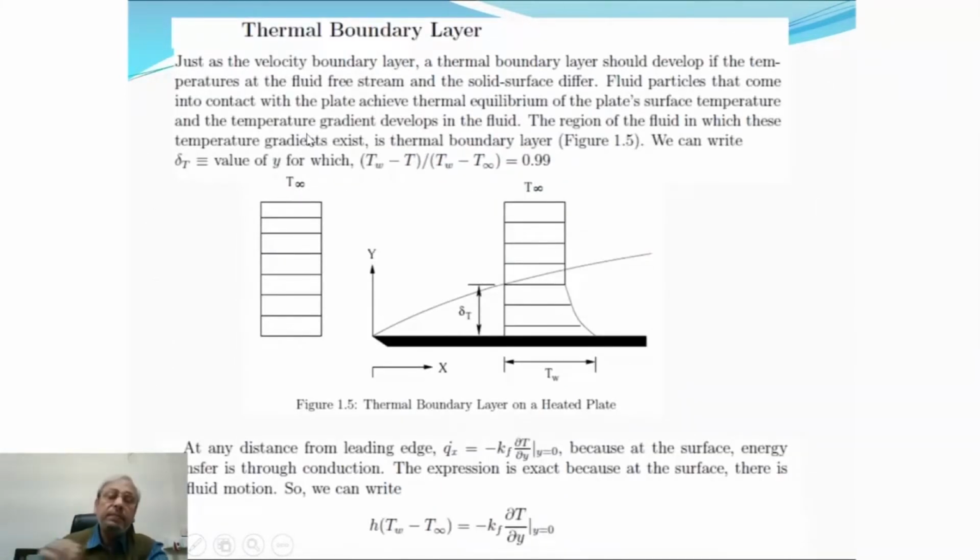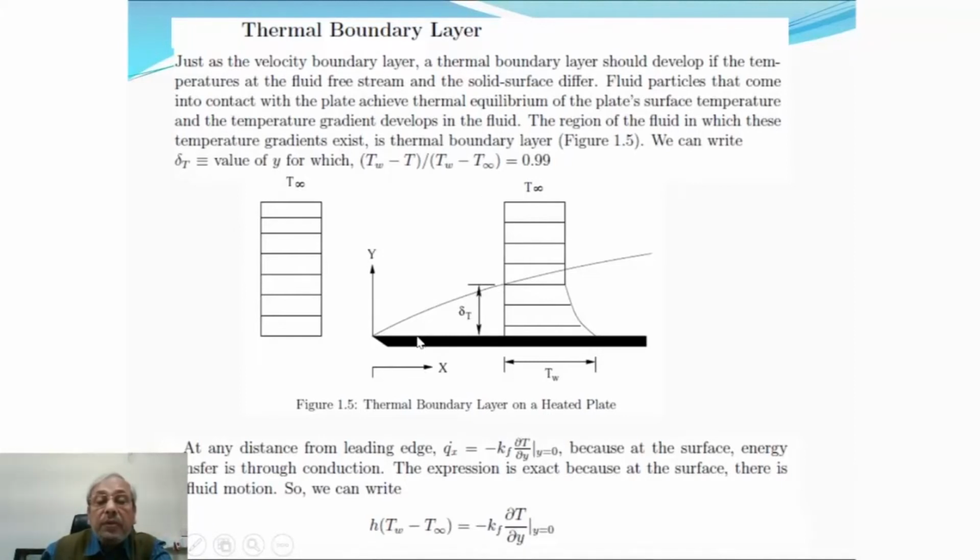Now the thermal boundary layer is almost analogous to the velocity boundary layer. Just as the velocity boundary layer, a thermal boundary layer should develop if the temperature of the fluid free stream and the solid surface differ. Fluid particles that come into contact with the plate achieve thermal equilibrium with the plate's surface temperature, and a temperature gradient develops in the fluid.